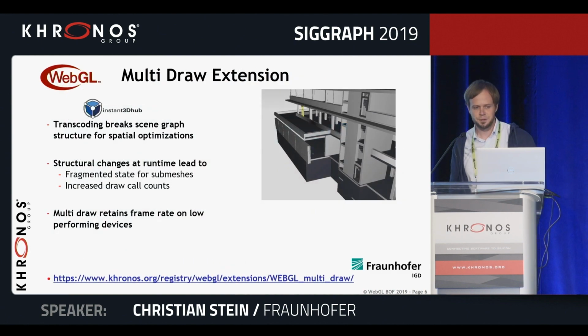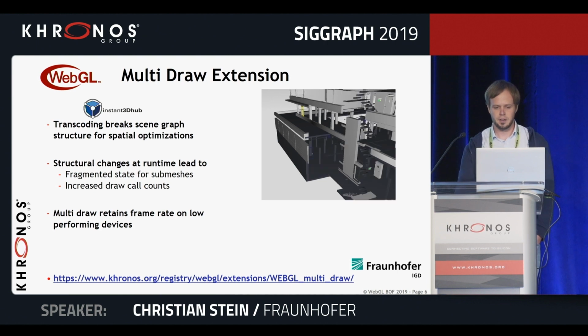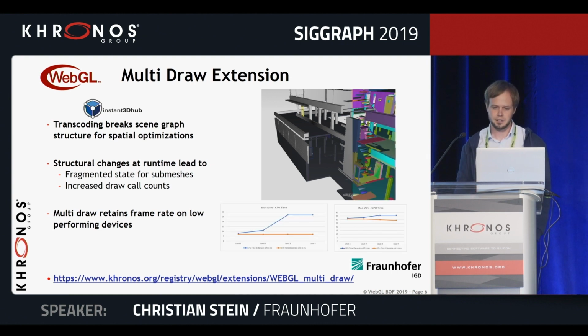We want to thank the Chrome team for adding the multi-draw extension, and I want to give some details about why this is really beneficial for us. During our internal transcoding to our caching format, as a pre-step for the visualization, we break down the scene graph structure for spatial optimizations like better visibility computation and batch rendering. While this is nice as long as you're rendering the full model, during interaction users will change the fragmentation state of the submeshes, and this can result in a huge number of draw calls, like in this color coding here on the right. The extension from Google helps us to retain high frame rates even on low-performing devices.